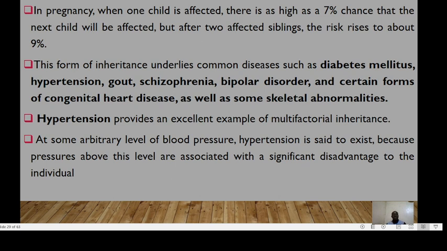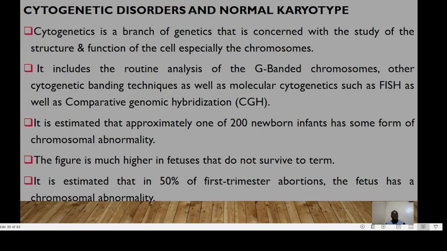Hypertension does provide an excellent example of multifactorial inheritance. At some arbitrary level of blood pressure, hypertension is said to exist because the pressures above this level are associated with significant disadvantage to the individual.